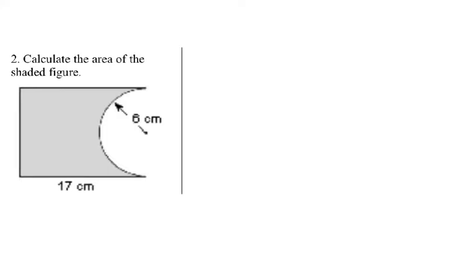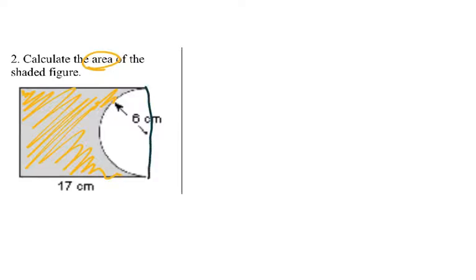This is question number 2 from homework number 7, part 2. The question says, calculate the area of the shaded figure. So again, this is a key word, area, and we want this shaded part right here. We can think of it as a rectangle.